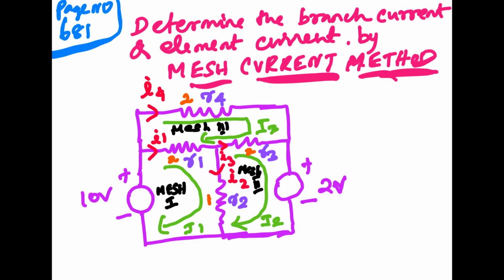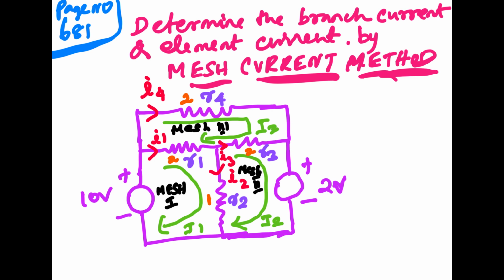Mesh current method. The circuit shown in the figure consists of a 10 volt supply and a 2 volt supply. It consists of three meshes: mesh 1, mesh 2, mesh 3. Put the mesh current directions I1, I2, I3 and assume them, and put the branch current directions small I1, small I2, small I3, small I4, with resistances R1, R2, R3, R4.